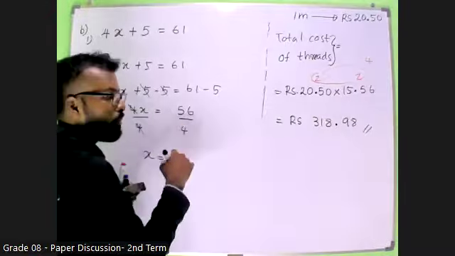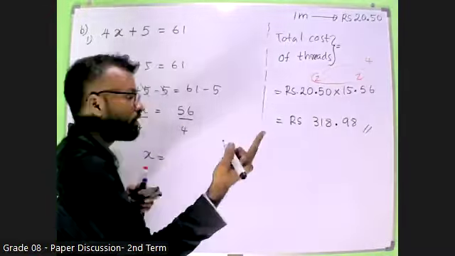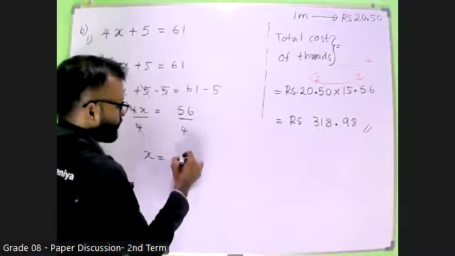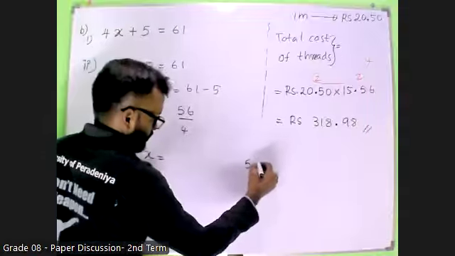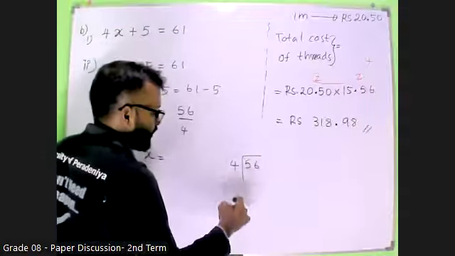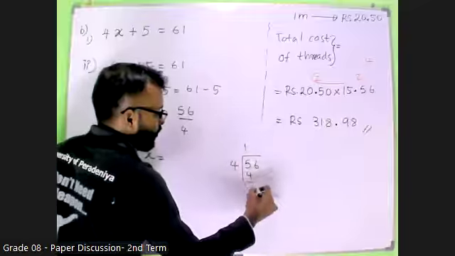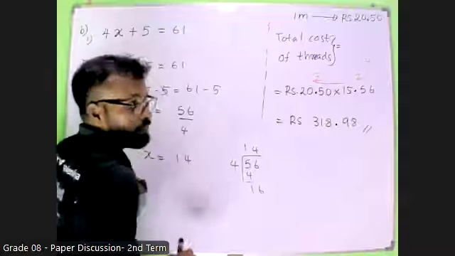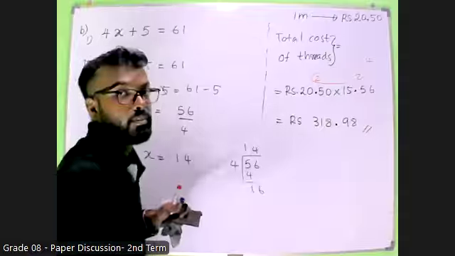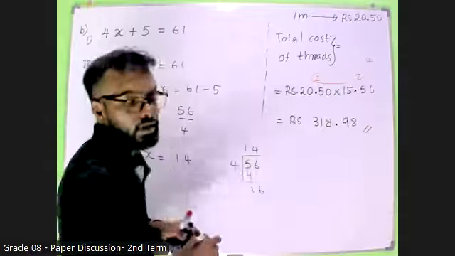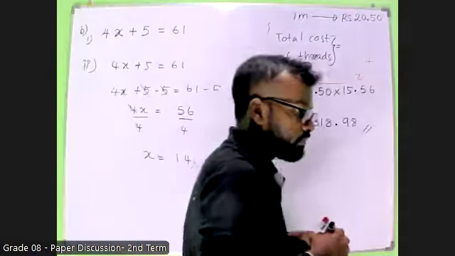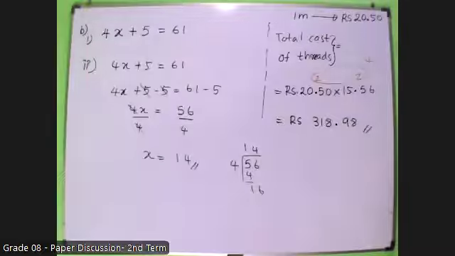56 divided by 4. Multiples of 4. 4 times 4, 16. 4 times 10, 40. Right? 56 divided by 4, you need to obtain the answer for this one. X should be 14. Right? So that's the end of the fifth question.